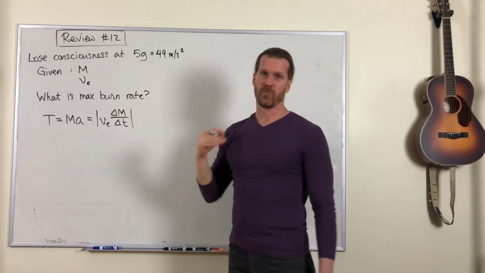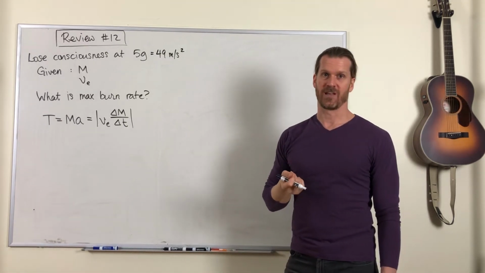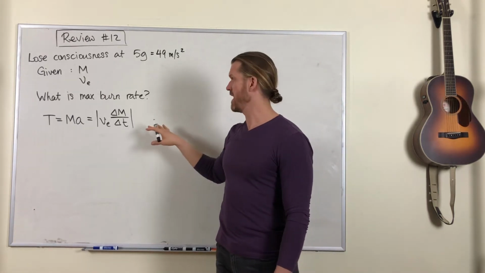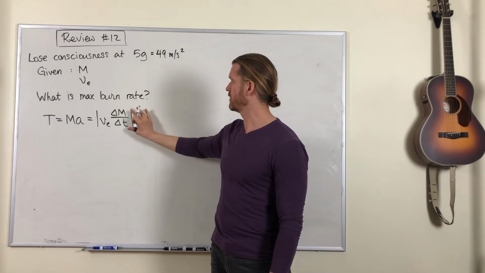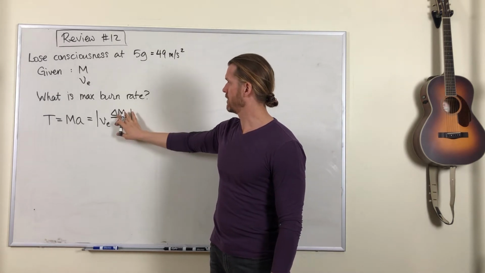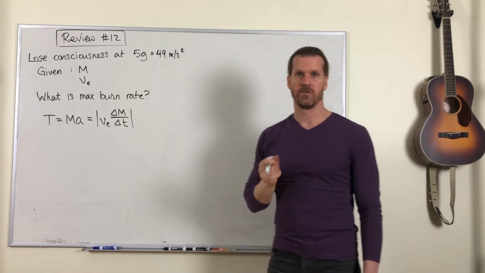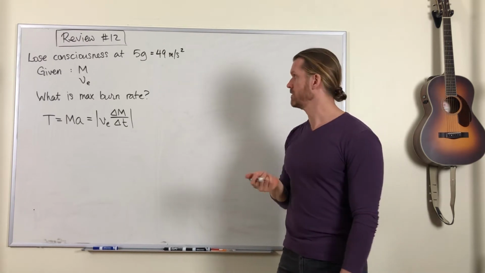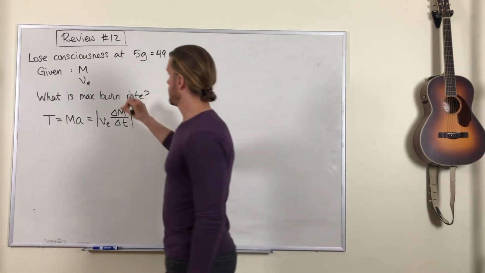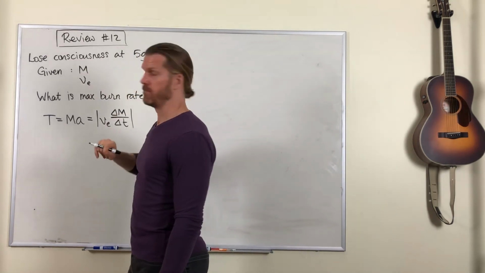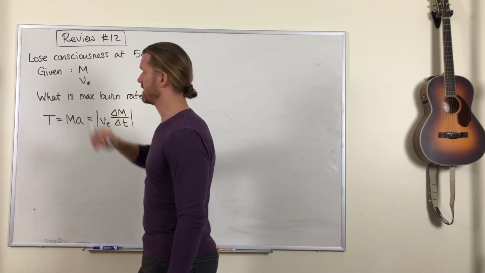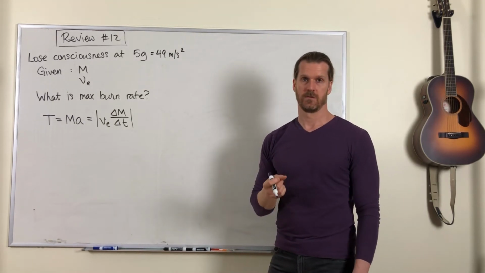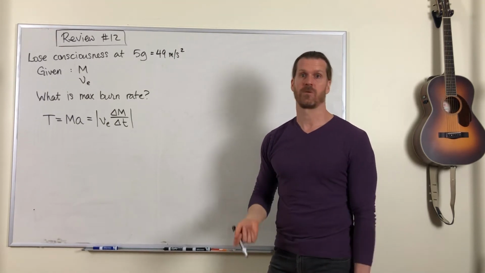So given that we don't want to make our astronauts pass out or give them brain damage, what is the maximum burn rate, this delta m over delta t, that you could have for a rocket, for safe rocket travel? In this problem, we're given the initial mass of the rocket, and we're given the exhaust velocity, how fast the expelled gases come out of the rocket.